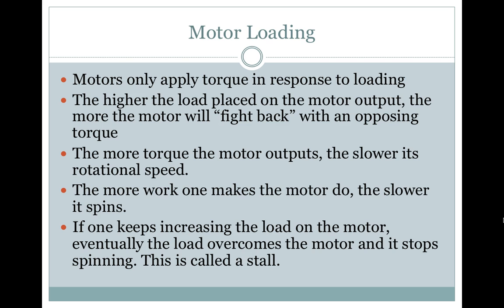Motor loading. Motors only apply torque in response to loading. The higher the load placed on the motor output, the more the motor will fight back with an opposing torque. The more torque the motor outputs, the slower its rotational speed. The more work one makes the motor do, the slower it spins. If one keeps increasing the load on the motor, eventually the load overcomes the motor and it stops spinning. This is called a stall.